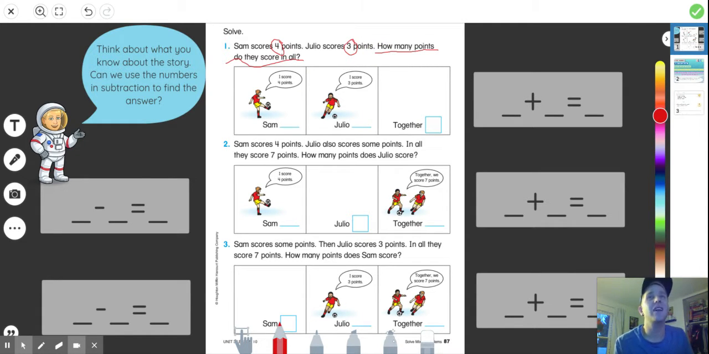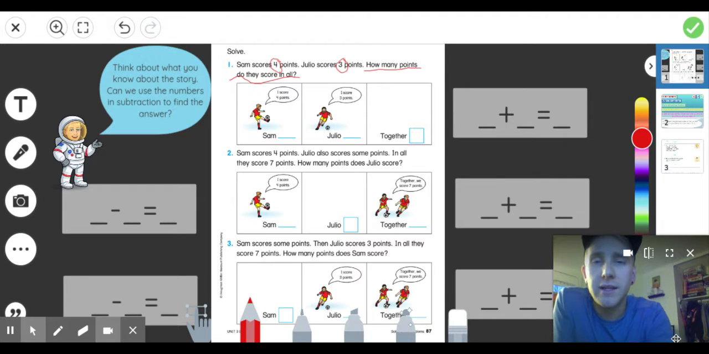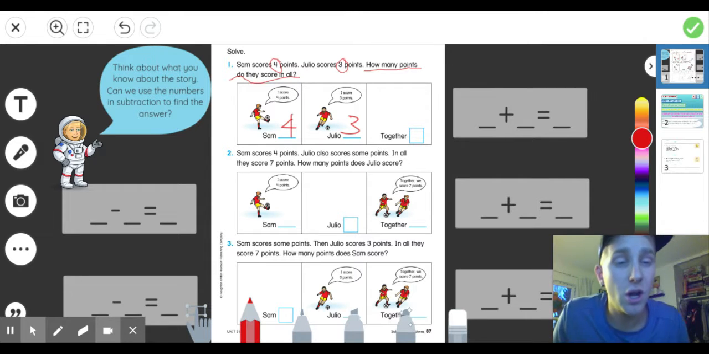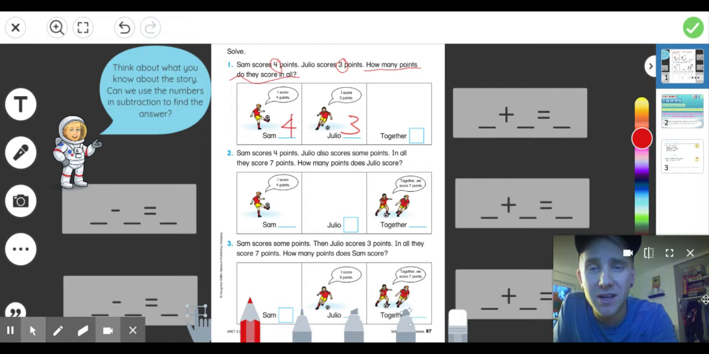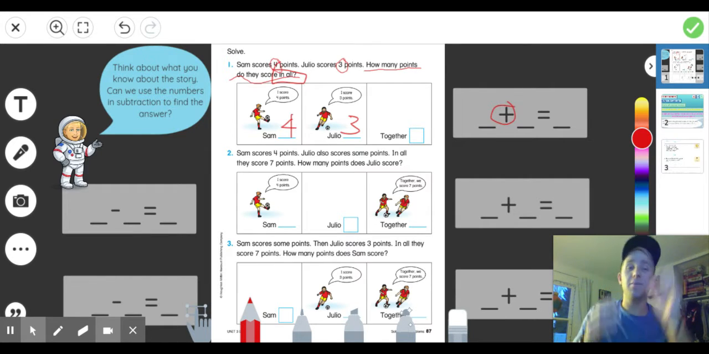So down here, we've got little spots where we can write down the numbers that they tell us. So that's what I really want us doing, is writing down those numbers. So let's write here. So first of all, Sam scores 4 points. We saw that. They told us that. We know that that's what we're doing, so we're going to go with that. Julio scores 3 points. Well, it wants me to know how many I scored all together or in all. In all. That's my math action word. That's telling me that I need to add my numbers together. So I'm going to add those numbers together.